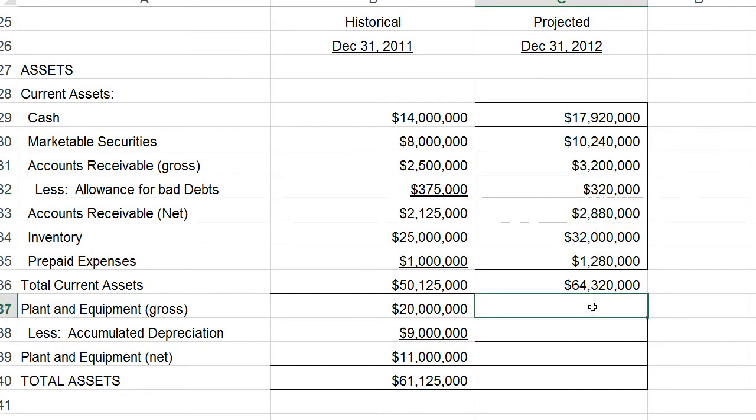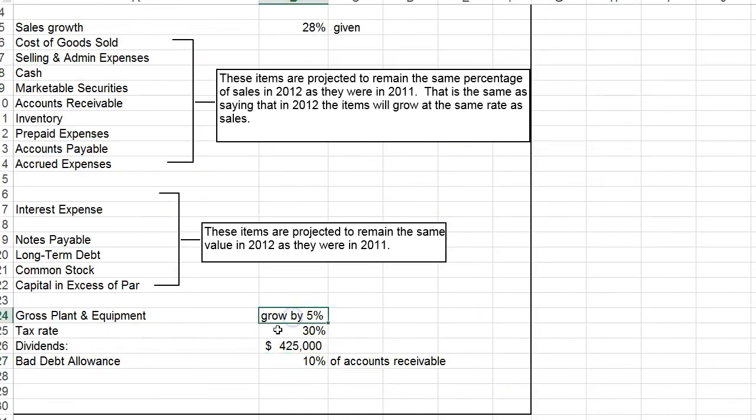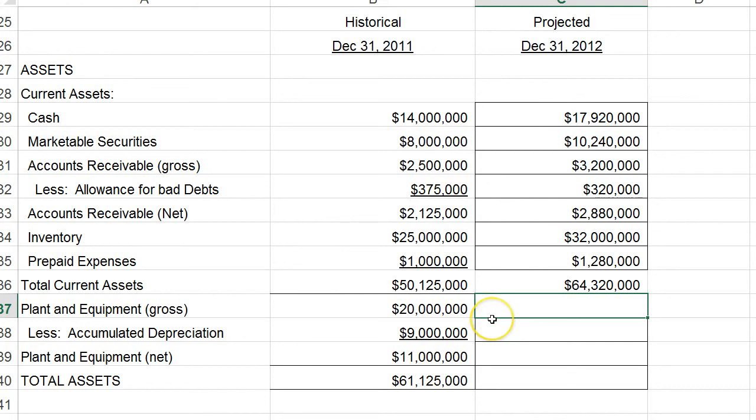Okay. Plant and equipment. Now, in the assumptions page, they're assuming or planning a 5% growth in plant and equipment, which is not related. This is not considered, in this example, to be spontaneous at the same level as sales, but we have in the plans to increase it by 5%. Okay. Now, less accumulated depreciation. So we have to figure out what this is, a tricky one.